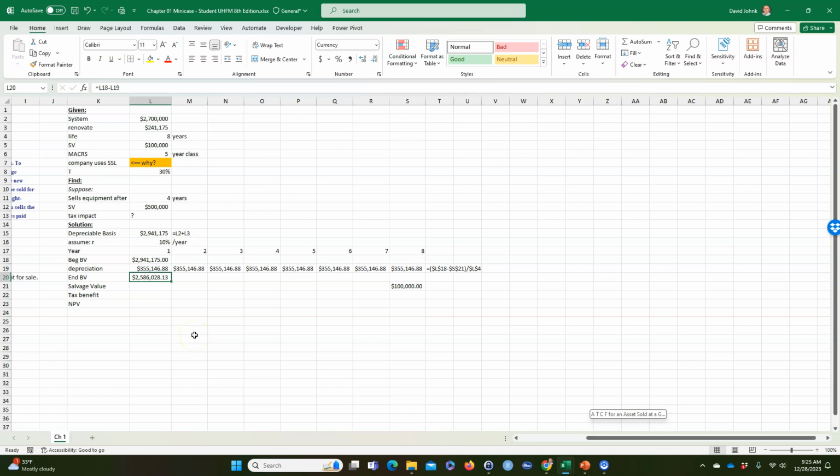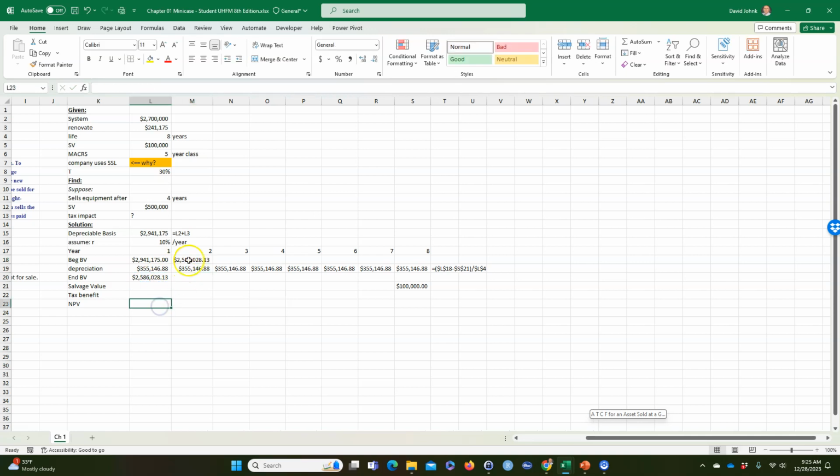And then the book value at the next year, at the beginning, the ending book value is the same as the beginning book value of that year. So I can just put like that, right? And then I can copy this across. And right now it's not right because I got to copy this across too.